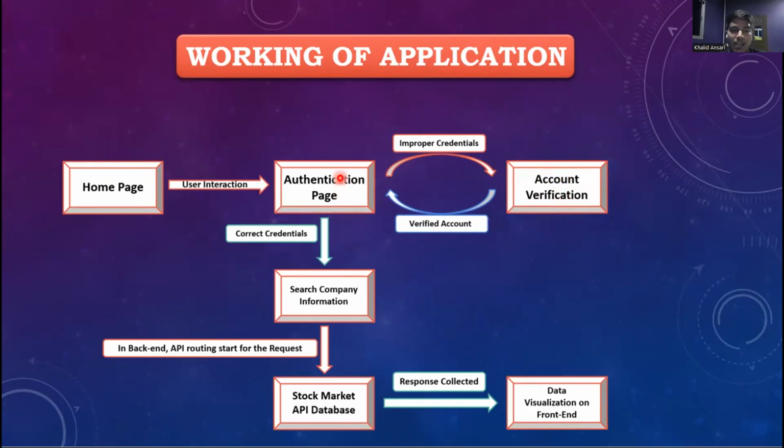After it is verified, and if the credentials provided are correct, we go to the company information page. We'll enter the name here. We'll put the company's name, and it'll search for the company's stocks. The request will be sent to the backend, and to the stock market API. The stock market data will be fetched from it, and the response collected will be sent to the front end, and it will be visualized.